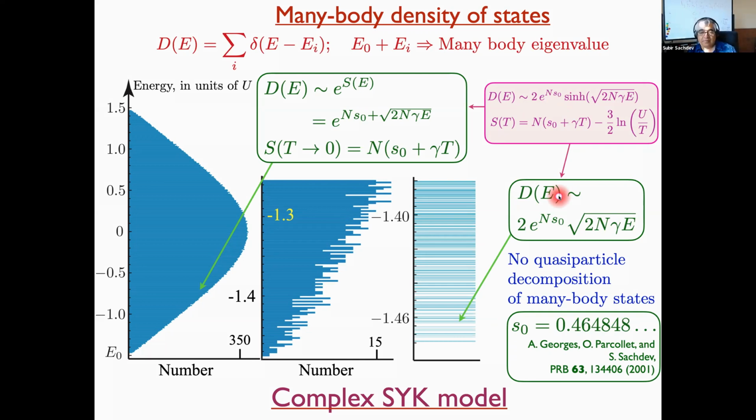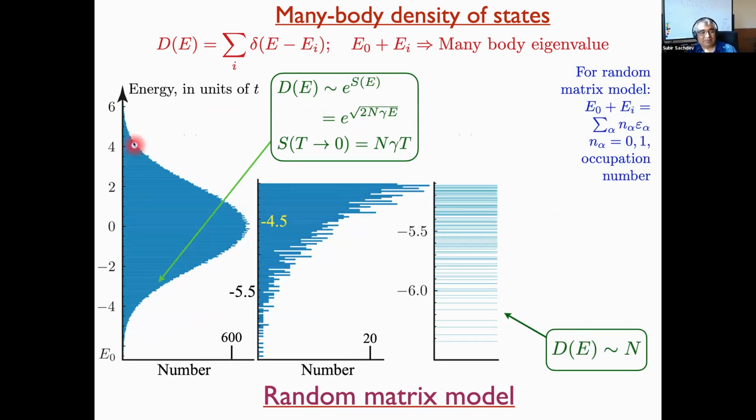All right, so that's a summary of the numerical results on the SYK model, contrasting this density of states with the density of states for the random N by N random matrix, where there are these tails. These tails represent the fact that the density is much smaller at low energies, which is a consequence of the existence of quasi-particles.